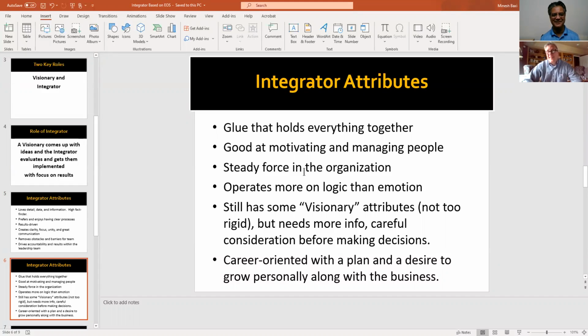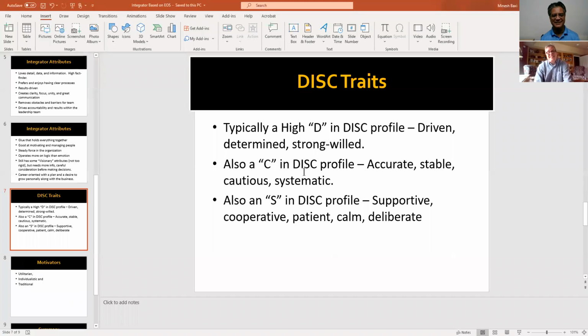I understand that totally. And let's talk about the DISC traits. Now that we have discussed the integrator's attributes, how does that translate when you are hiring somebody? When you are looking for the right person, what are the traits you are looking for?